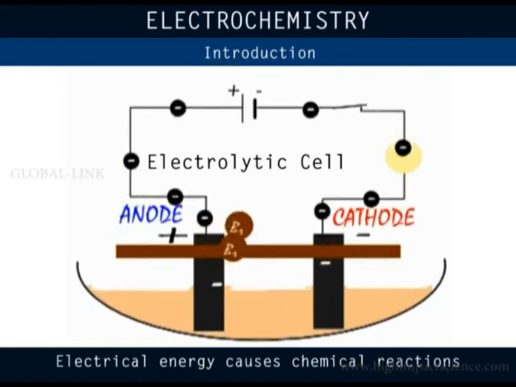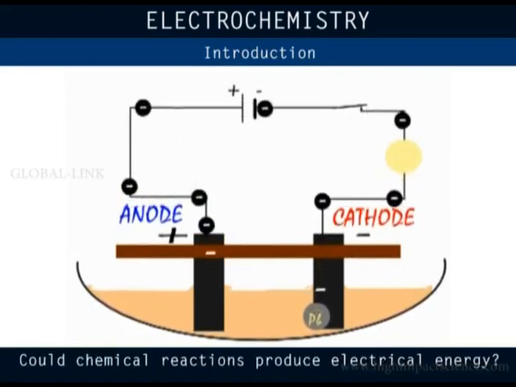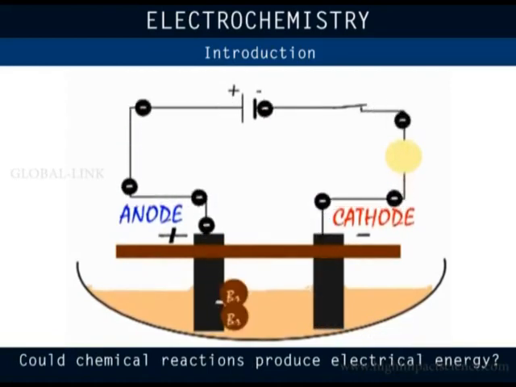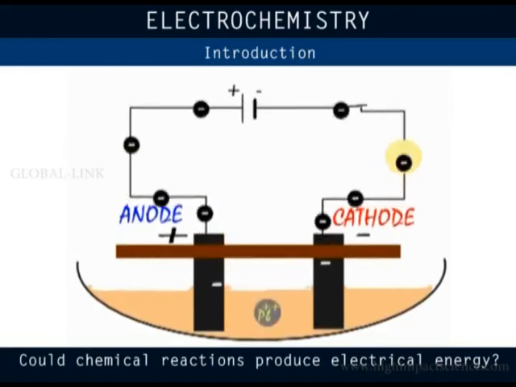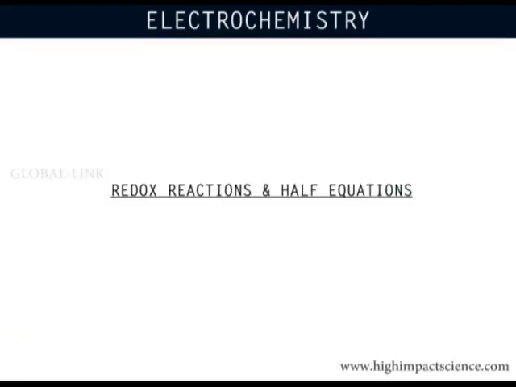And so, you might wonder if the converse is true. Could chemical reactions produce electrical energy? And the answer is yes. In this chapter, we shall see how chemical reactions produce electrical energy and how electrical energy causes chemical reactions. Electrochemistry is basically the study of redox reactions. So let's start with that. Redox reactions and half equations.